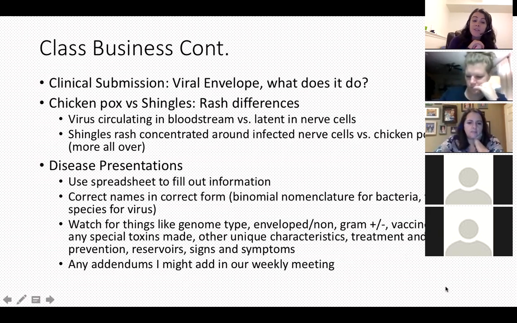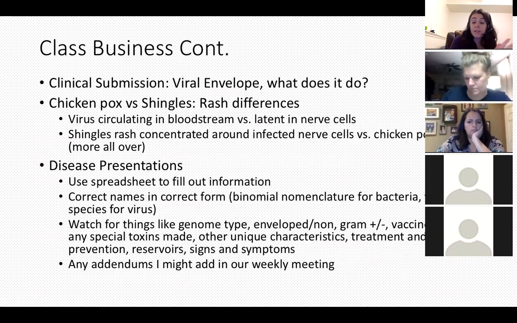So chickenpox versus shingles, some people said there was not a rash difference because both have rashes on the skin. It's true that they both have rashes on the skin, but the location of the rashes is usually different. And part of that has to do with where the virus is hanging out in the body. So chickenpox is contracted via that respiratory route and those respiratory secretions. And so when you contract chickenpox, it gets into your respiratory system, and then it circulates throughout your blood, throughout your whole body, and so that's why you typically see those lesions everywhere.